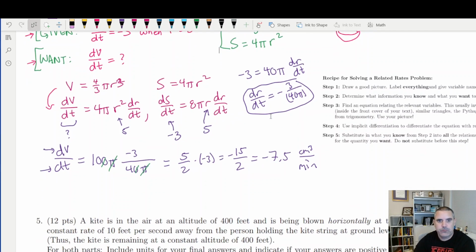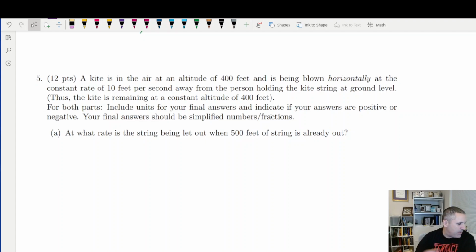Let's try another one. This is from another one, I think maybe the same exam. Let me see if I can pull it up. Yes, this is the same exam with just another question.